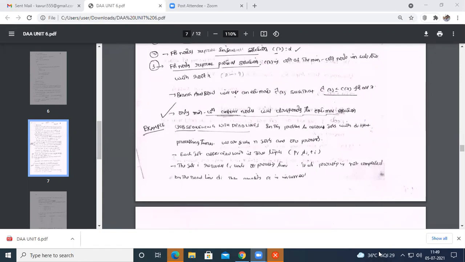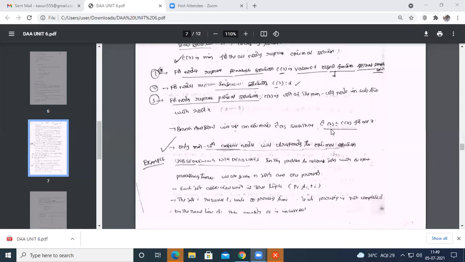Okay. For any node, first we are calculating C cap x, and next is C of x, and next is the upper value. If any node has C cap x greater than C of x, the node must be killed.